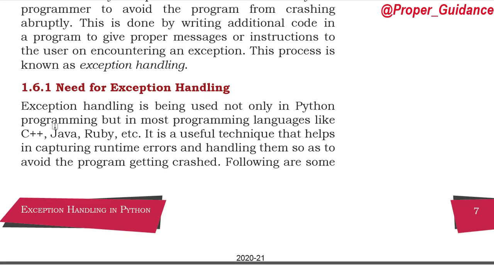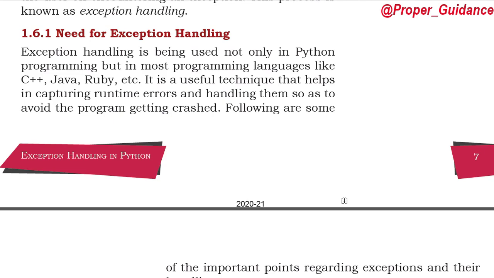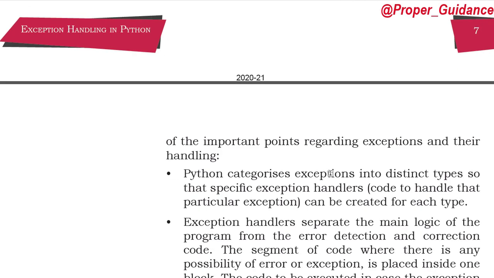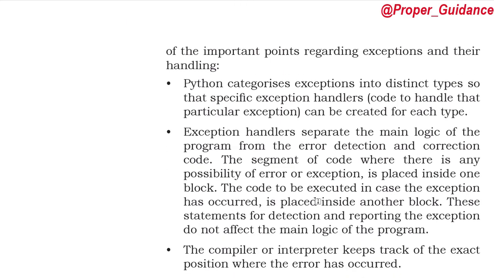Need for exception handling? Exception handling is used not only in Python programming but in most programming languages like C++, Java, Ruby, etc. It is a useful technique that helps in capturing runtime errors and handling them so as to avoid the program getting crashed. Following are some of the important points regarding exceptions and their handling. Python categorizes exceptions into distinct types so that specific exception handler code to handle that particular exception can be created for each type. Exception handlers separate the main logic of the program from the error detection and correction code.